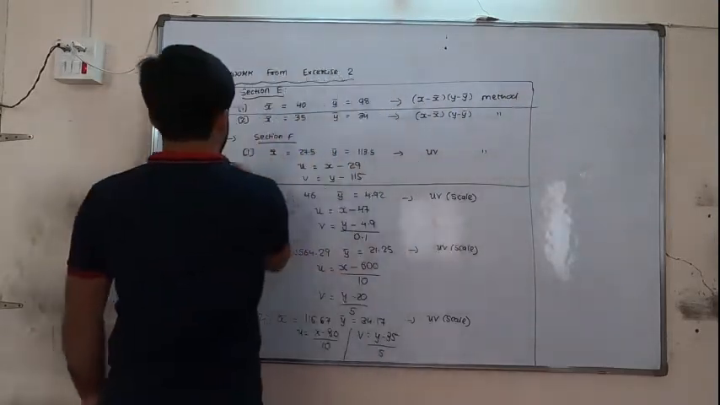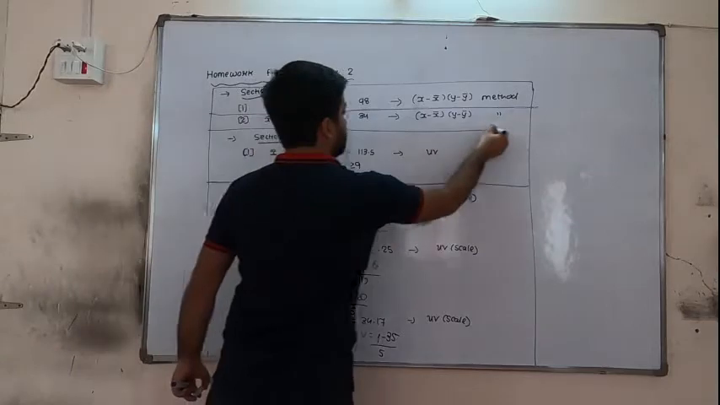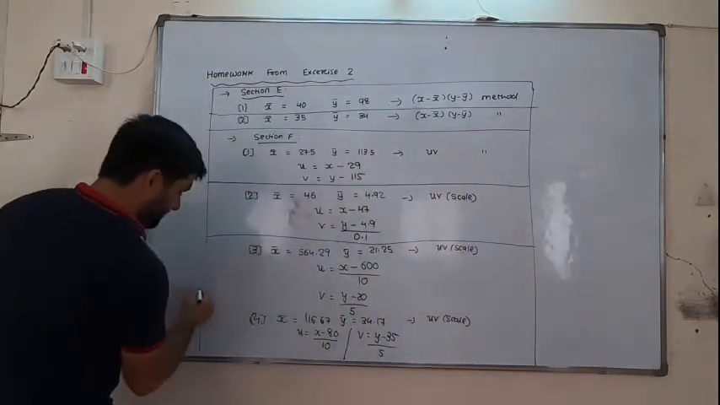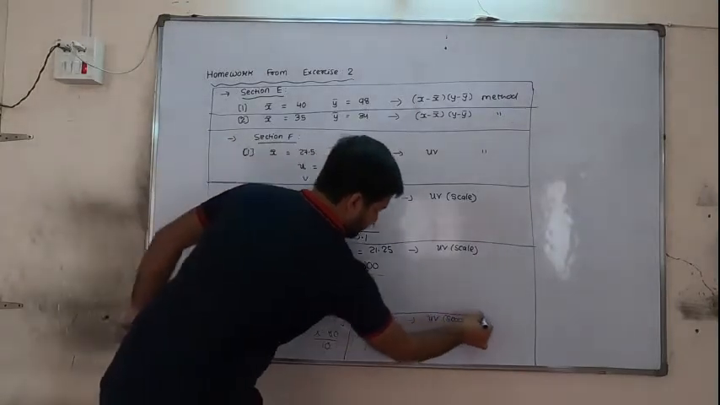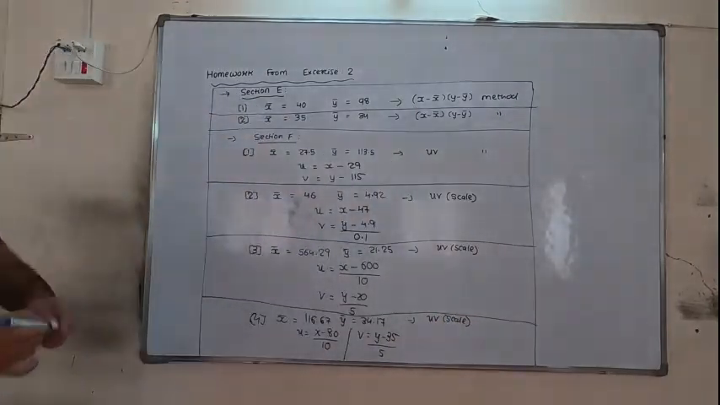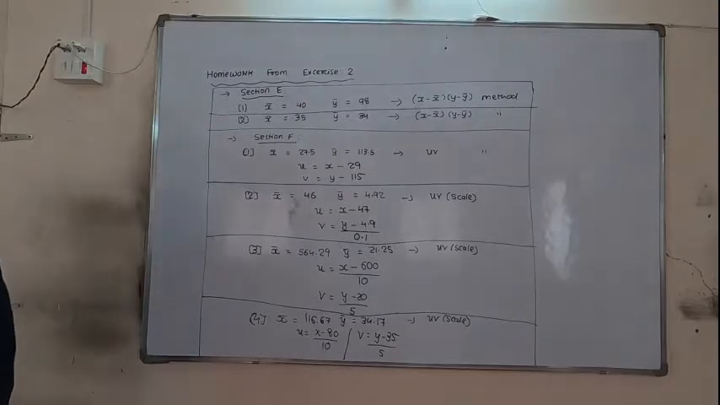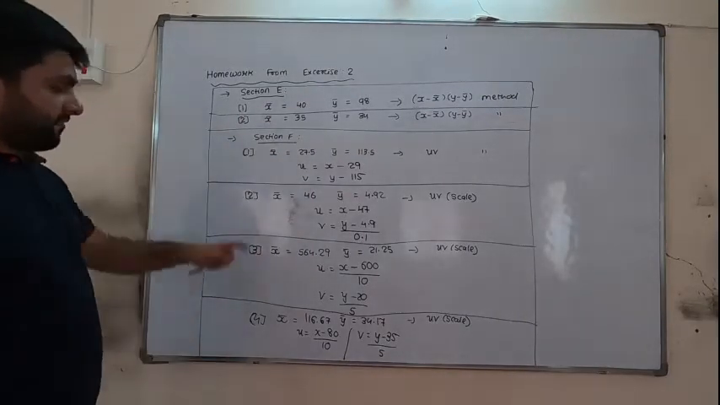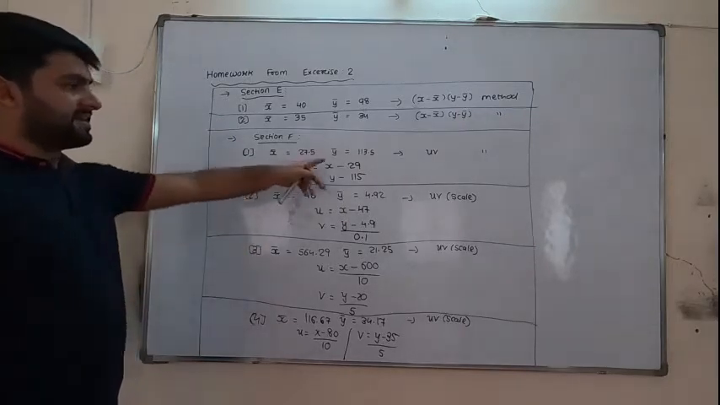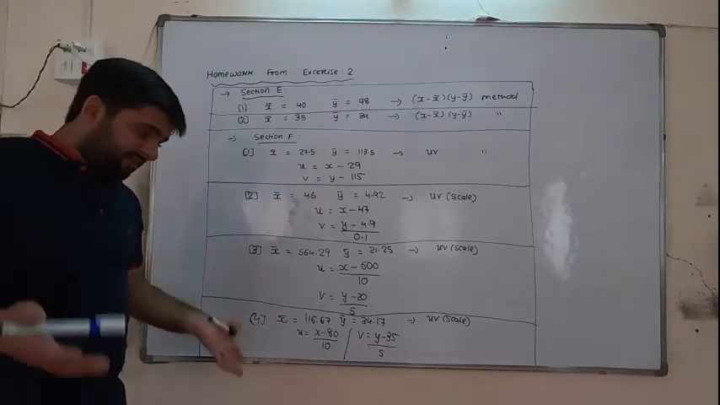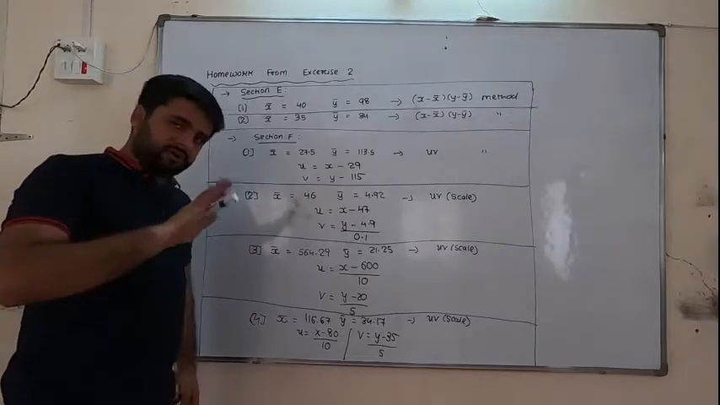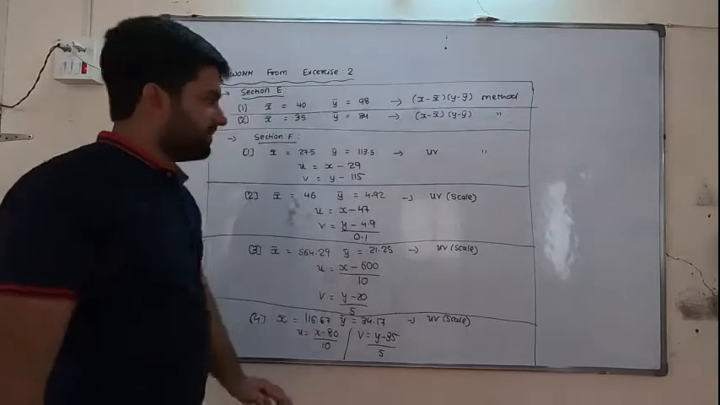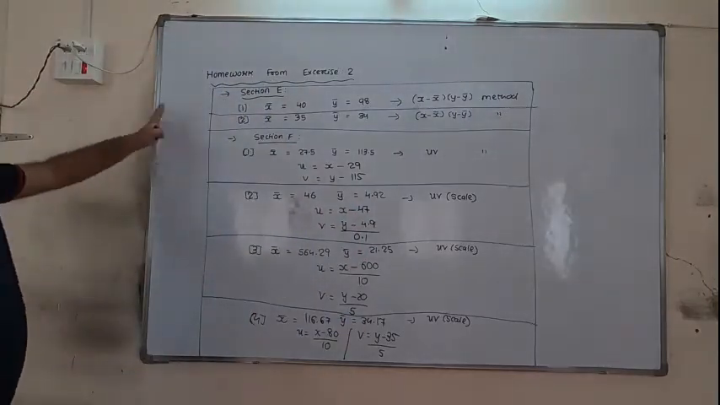So this is our homework. If you want, you do it. If you don't want to, you don't do it. Nothing will matter to me, okay? For section E, 2 sums, and the method I have said. For section F, 4 sums, and the method I have said. And what to take, I am also saying. If you want, you can take a different thing, but your answer should be correct. So these are the sums for home.